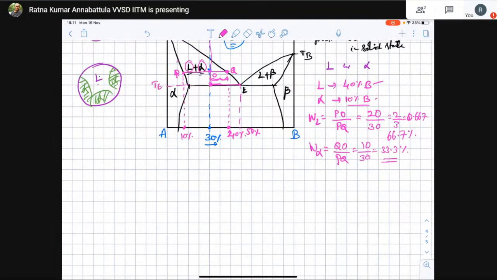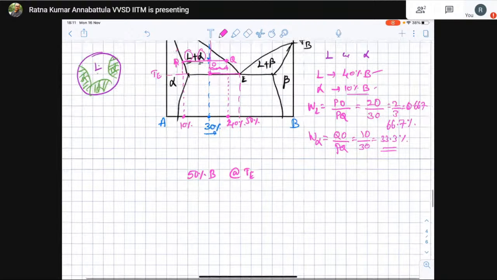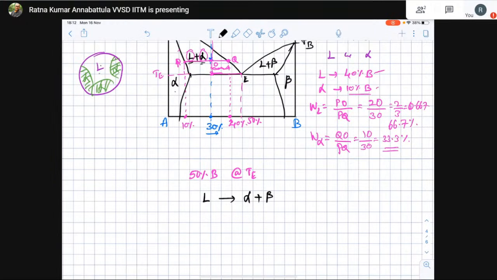So the remaining liquid has the eutectic composition and the temperature is also eutectic. Whenever you have a liquid solution of a certain composition, in this case 50% B at TE, what will happen? An invariant reaction takes place. That is basically a eutectic reaction. All the liquid that is there will transform to two solids. What will be the two solids? They will be alpha and beta, because here you have a solid solution. So two solids will be alpha plus beta. This is what we call the eutectic mixture of alpha and beta.